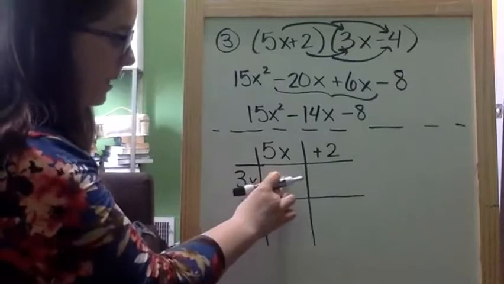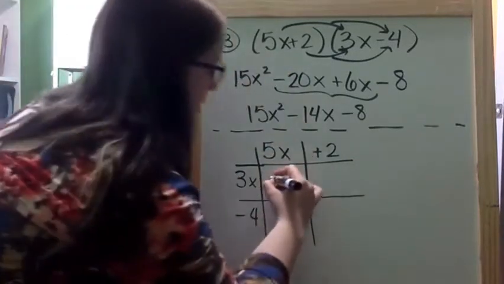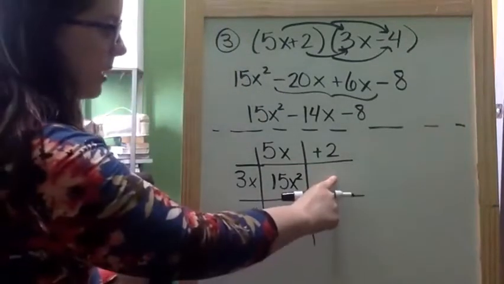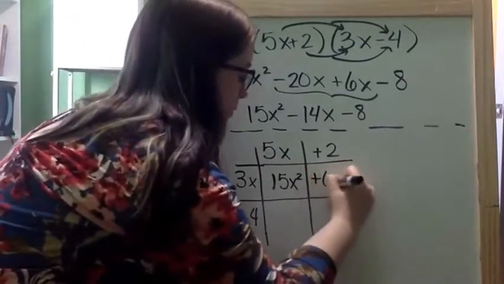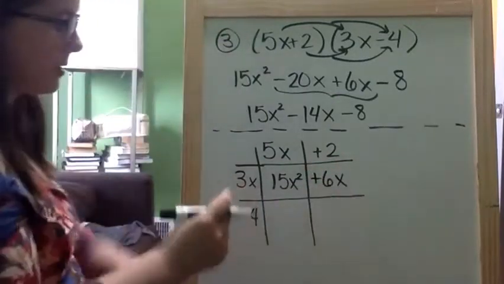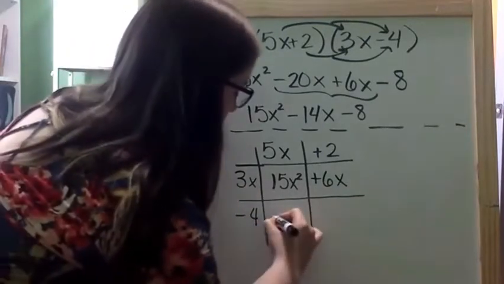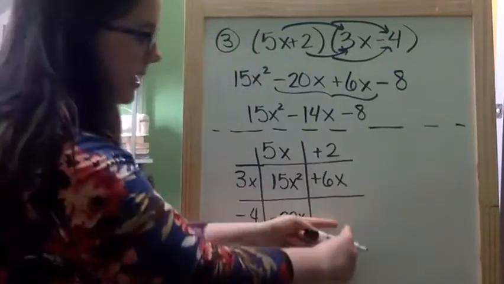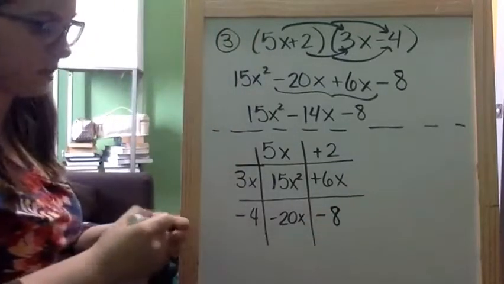So in this first box, I'm going to do 5x times 3x, which would give me 15x squared. Then in this box, I would do 3x times 2, which would give me a positive 6x. Here, 5x times negative 4, which would give me negative 20x. And then finally, negative 4 times 2, which would give me negative 8.